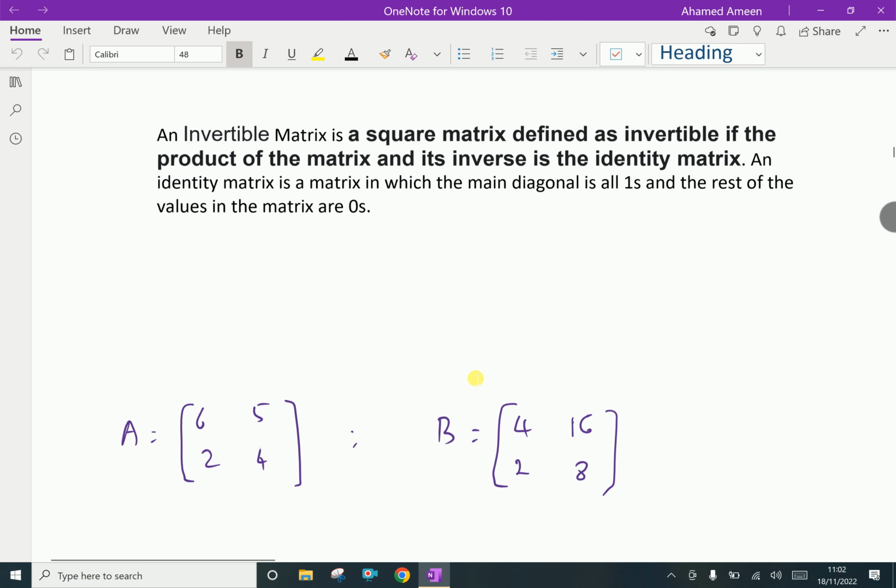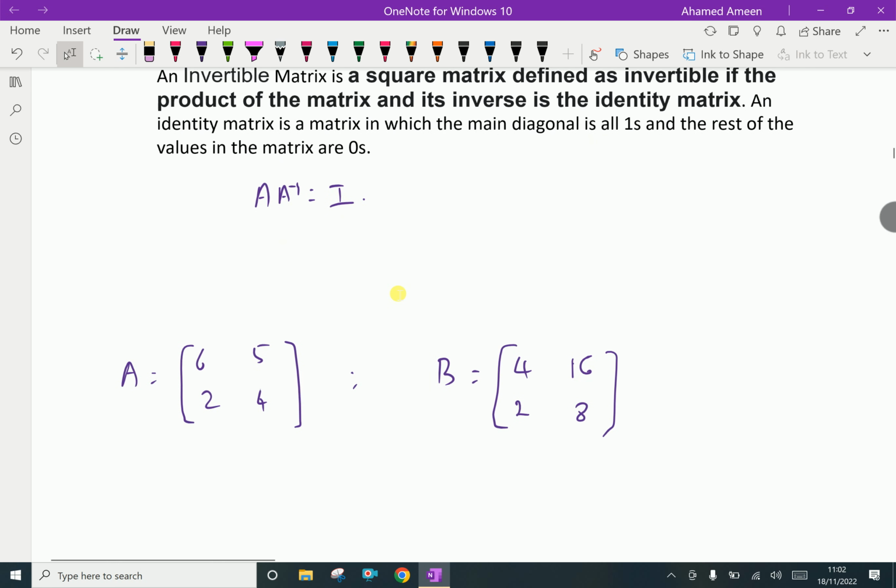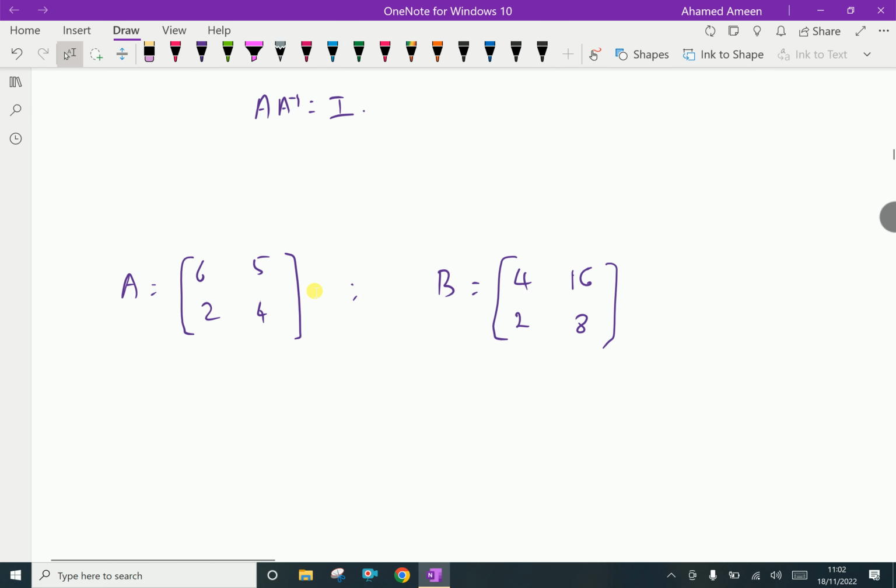Here, look at matrix A times A inverse equals I. That is, the product of a matrix and its inverse is an identity matrix. Then that matrix is called an invertible matrix. Of course, invertible matrices are square matrices.